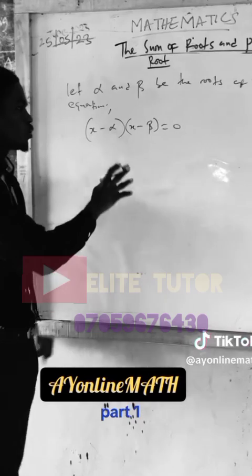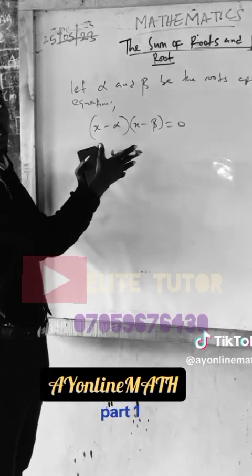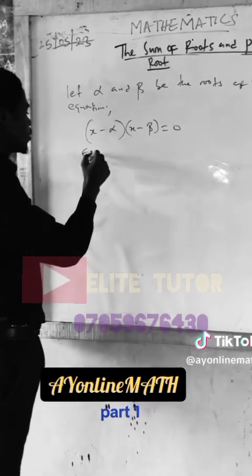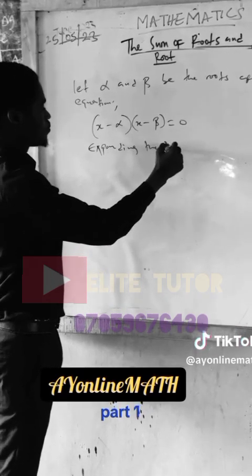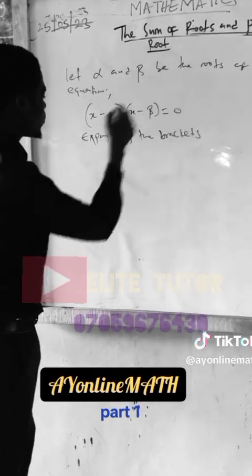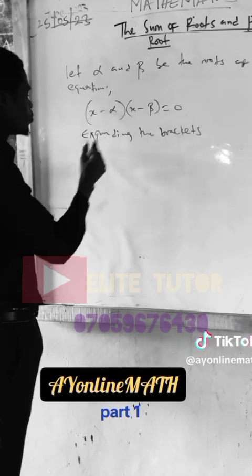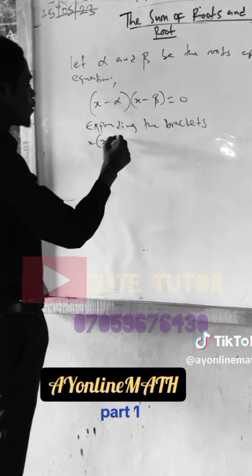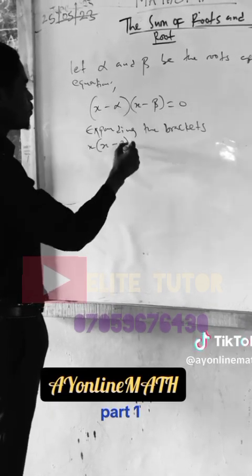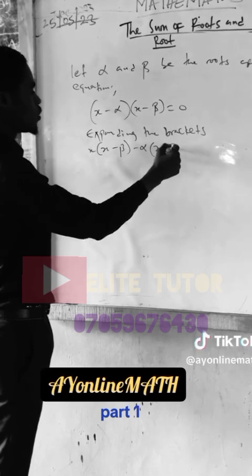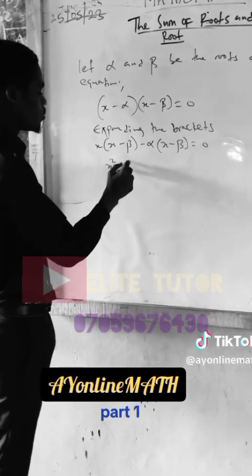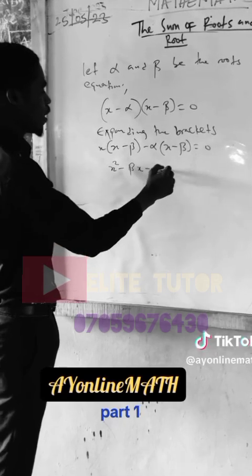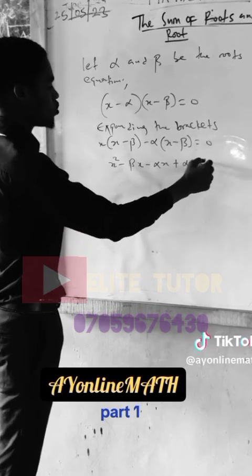So now we want to expand this equation. Expanding the bracket, we go like this: x into the whole of x minus beta, then minus alpha into x minus beta equals 0. Then we have x squared minus beta x minus alpha x plus alpha beta equals 0.